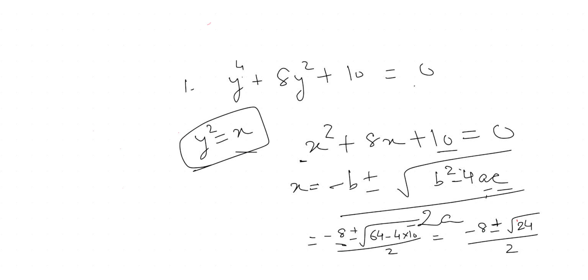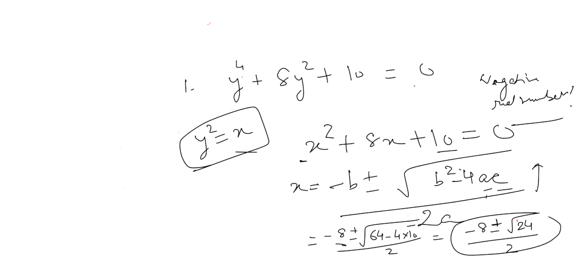Now, what is root over 24? It will be between 4 and 5. How can I say that? We know the square root of 25 is 5, which means you can go on and solve. You will get the values of x, and you will understand that both the values of x are real numbers. In fact, both the values of x happen to be negative real numbers. Why do you think I said negative real numbers? Have a look and try to solve this. You will get the answer.